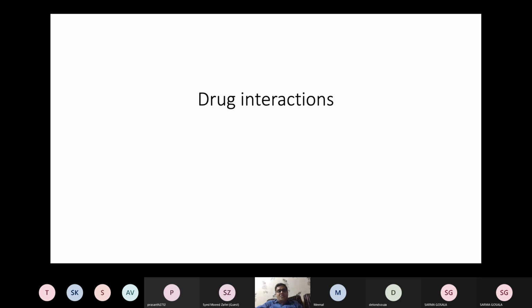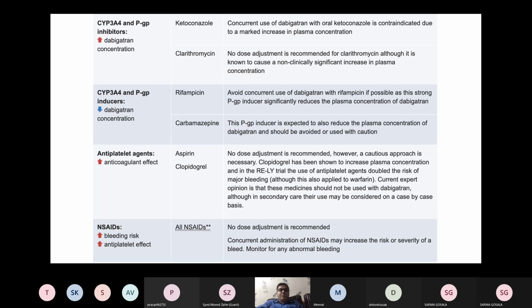Even though the drug interaction is not much with the newer anticoagulants, we need to be aware of certain drugs which need to be carefully used along with dabigatran. Specifically speaking about P-glycoprotein inhibitors or CYP3A4 inhibitors, ketoconazole will significantly increase the concentration of dabigatran and its anticoagulation effect. So it is usually advised not to use dabigatran with oral ketoconazole.